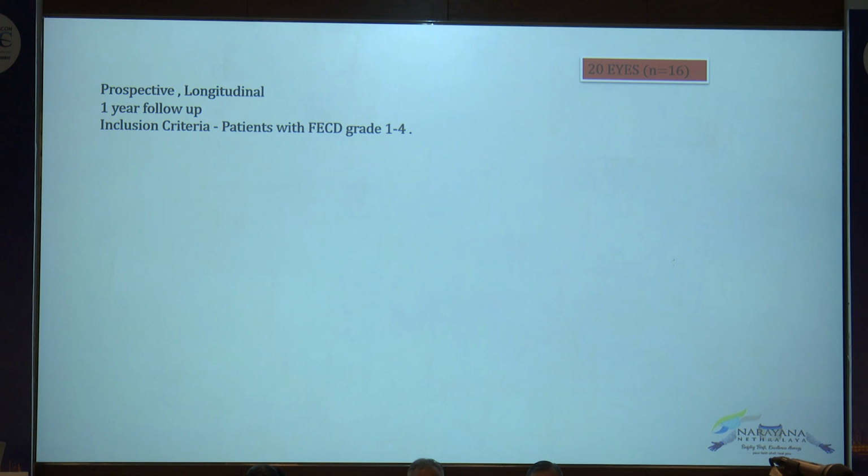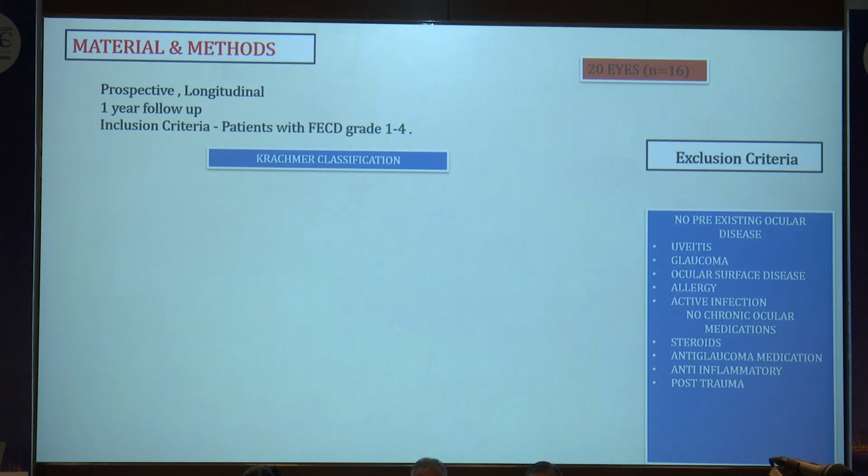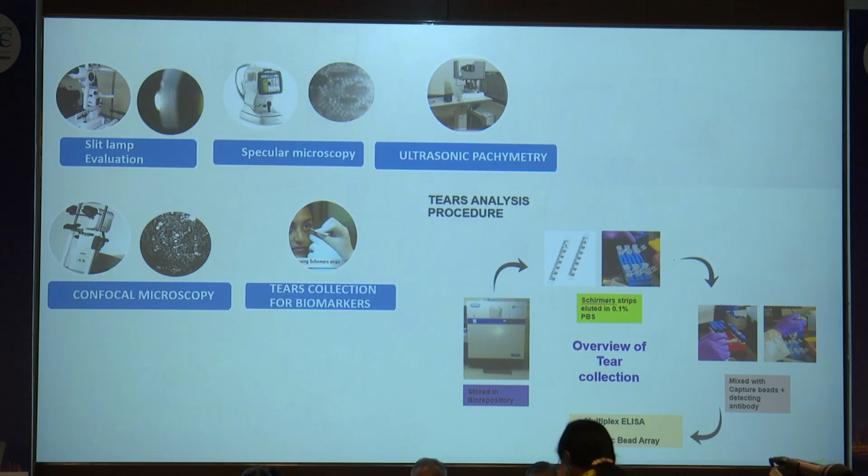So this was a prospective longitudinal study. We followed them up for 1 year, 20 eyes, and we included relatively mild to moderate grades of FECD, grade 1 to 4 by the Krachmer classification. Of course, these were patients of FECD. We did not include any other forms of endothelial disease, and we made sure that none of these patients had any pre-existing ocular disease which could confound our results or contribute to their endothelial dysfunction.